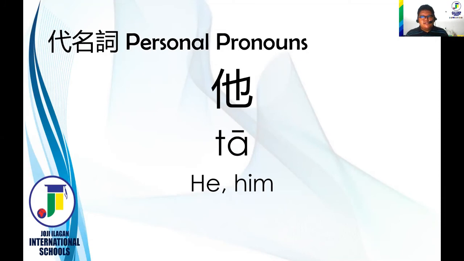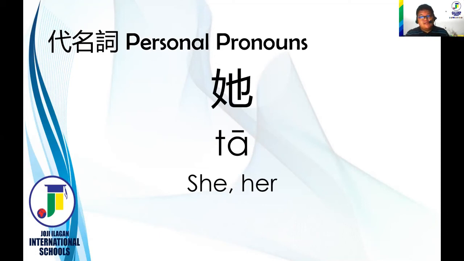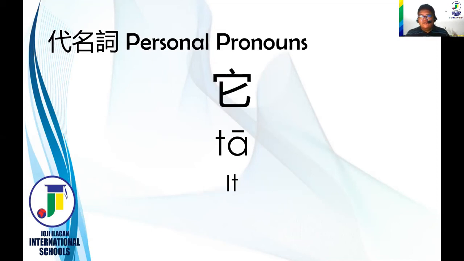Let's go to the third person pronouns. He or him: 他. Please repeat. 他. Okay. Let's go to another form of this third person pronoun. She or her: 她. Again. 她. Next, the third person pronoun if the person is actually an object, or once referred to an object. This is how you pronounce it again.